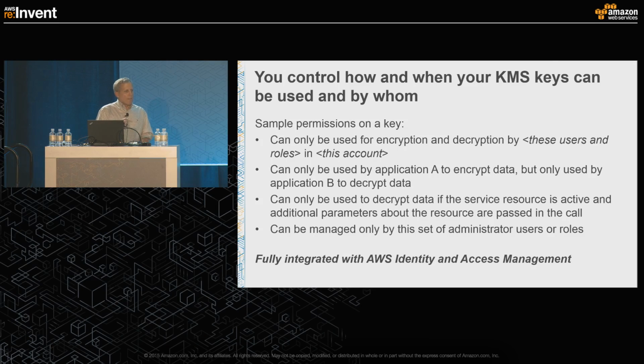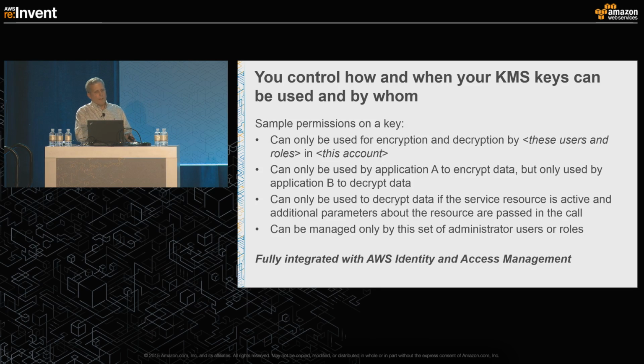So let's talk a little bit about the authorization model on keys themselves. Here are some use cases for how you might want to use this. The simple one is to say, this key can only be used by this set of users or roles inside a given account. I may have a larger set of people who can write to this S3 bucket or create Redshift clusters or spin up RDS databases, but a much smaller subset are allowed to use this key to create encrypted resources or decrypt those resources.